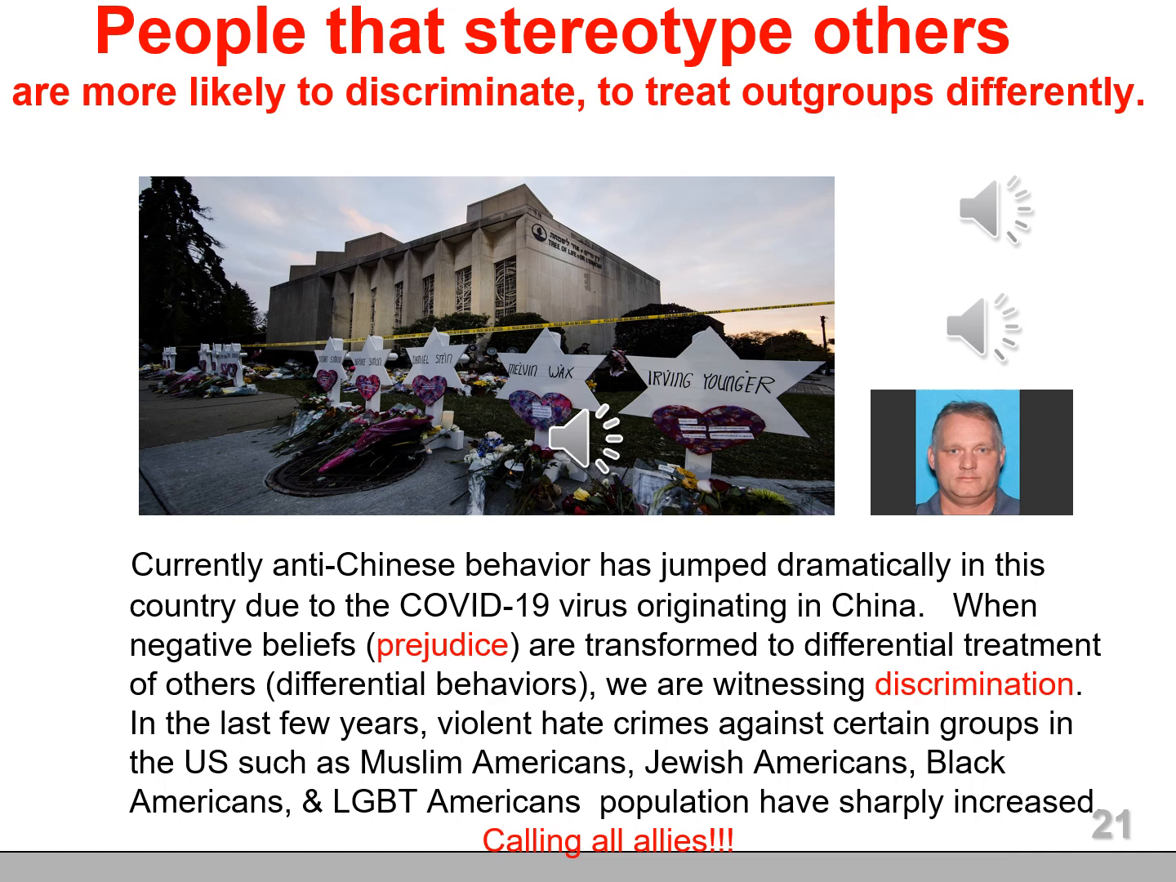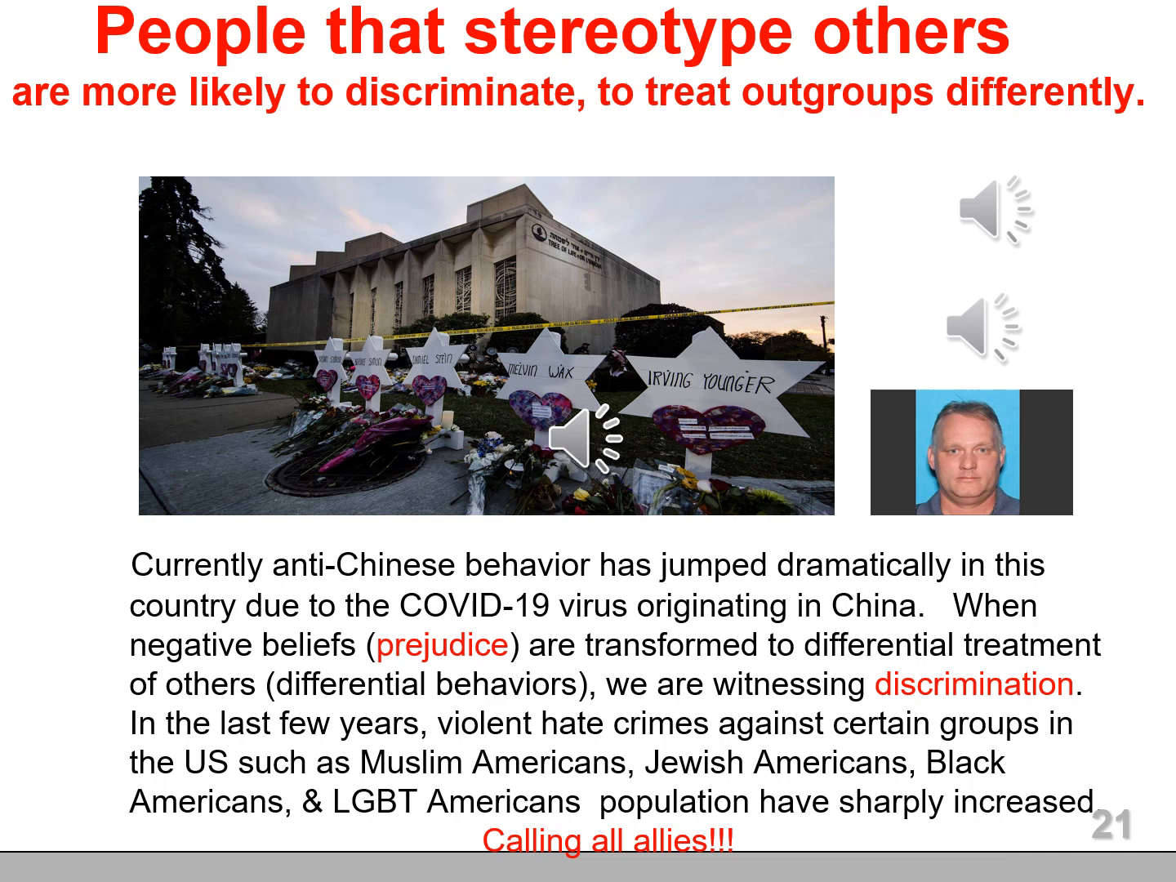Unfortunately, it is not difficult to find examples of discrimination leading to violence. This particular picture is from the Tree of Life Temple, which was the site of a shooting. The perpetrator, shown on the right, shot a total of 11 people and wounded 6.